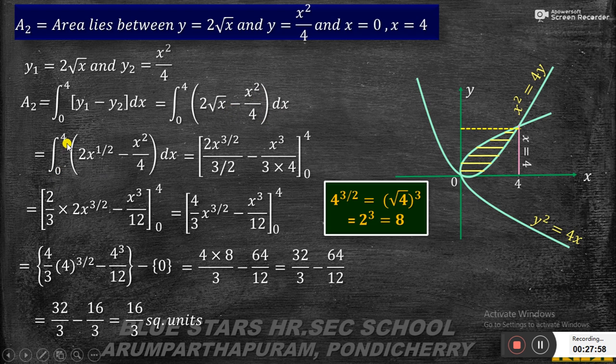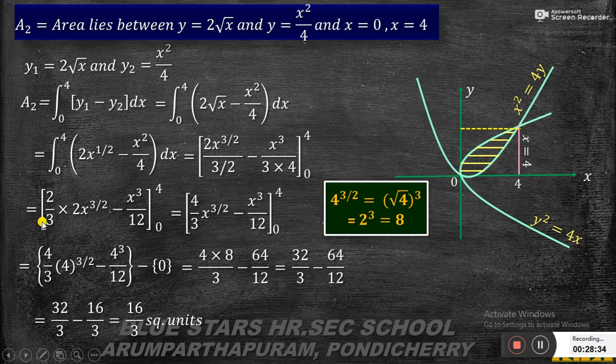So you see integral 0 to 4, 2 into x power 1 by 2 minus x square by 4 into dx. Now I integrate. Integration of the x power 1 by 2 is x power 1 by 2 plus 1 divided by 1 by 2 plus 1, minus x square plus 1 by 2 plus 1. We apply the limit 0 to 4. In the next step, 2 by 3 into x power 3 by 2 by 3 by 2, minus x power 3 by 3.